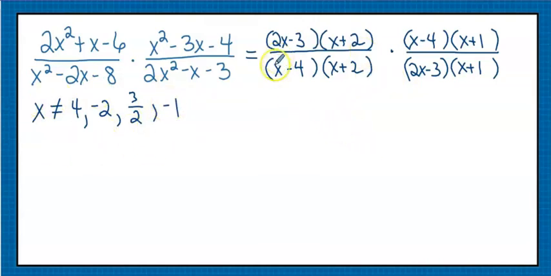Let's go ahead and start canceling. I see an x minus 4, a 2x minus 3, an x plus 2, and an x plus 1. So guess what? We only have 1 in the numerator and 1 in the denominator. This simplified, or just multiplied and simplified, would equal 1 as long as your x's don't equal any of these.